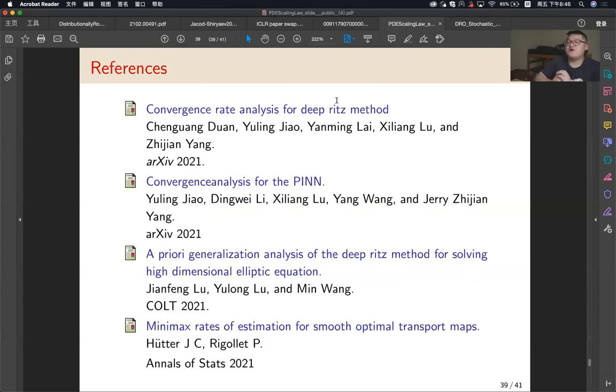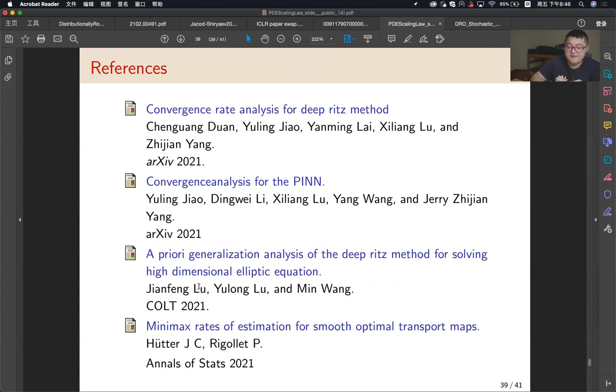Okay, thank you for listening. And I want to introduce the related papers. The previous three papers are all papers on slow rate generalization bounds for PDEs. They give the first clear intuition of how we can do the error decomposition for different PDEs.